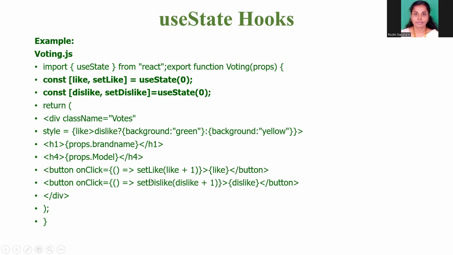On button click, setLike of like plus 1 will be incremented, and the variable name is like. And on click of the dislike button, setDislike of dislike plus 1. So the dislike will increment.